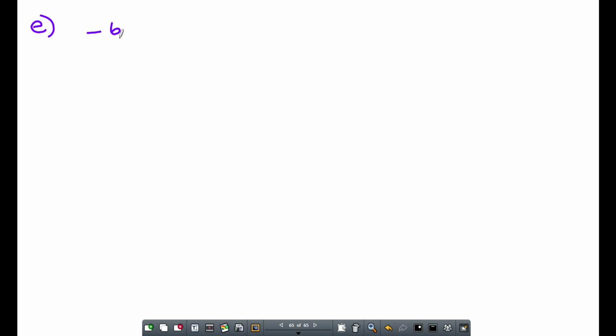E. We've got negative 64p to the power 3 over 8. And we want the cube root of all of that. Okay, so at the top, I could go and break it up. Cube root of negative 64 will be negative 4. And cube root of p to the power 3 will just be p. Then at the bottom, cube root of 8 will be 2. But can I stop there?